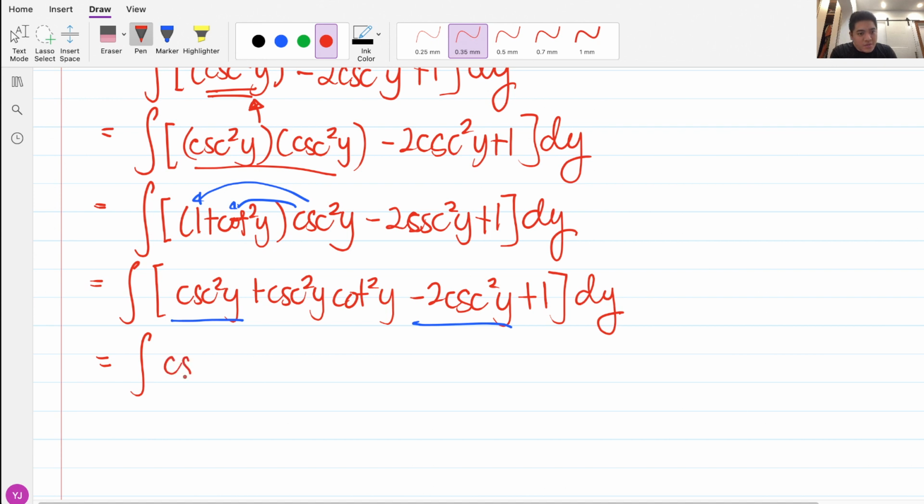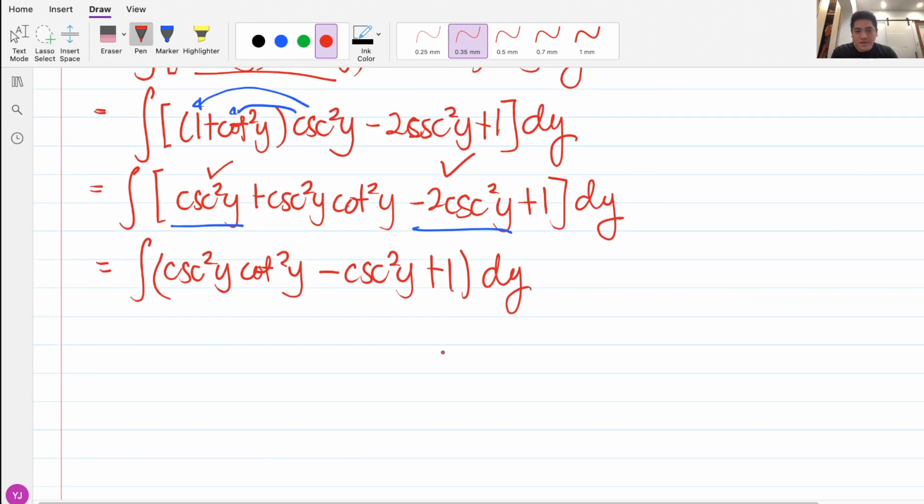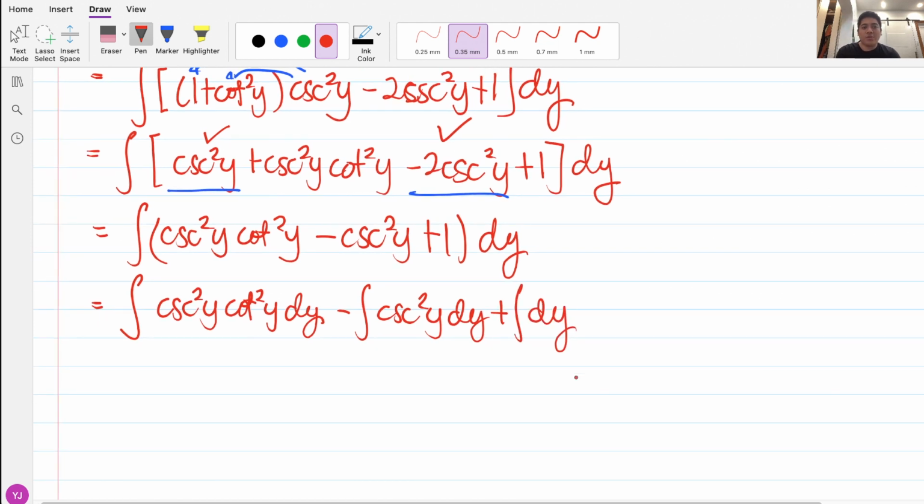So we'll be having cosecant squared y cotangent squared y minus cosecant squared y plus 1. Okay, we are left with that. And again, by simplifying this and this, we get the difference of that too. So now we can simply get the integrals. So I can separate: the integral of cosecant squared y cotangent squared y dy minus the integral of cosecant squared y dy plus the integral of dy.